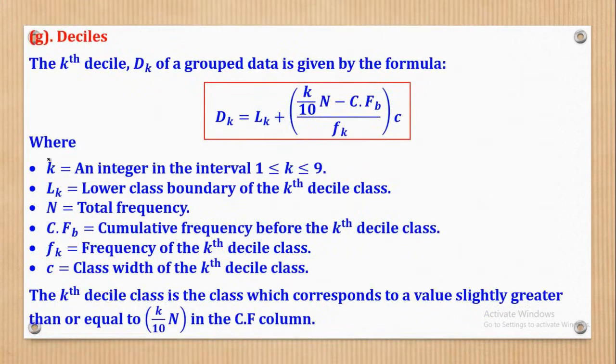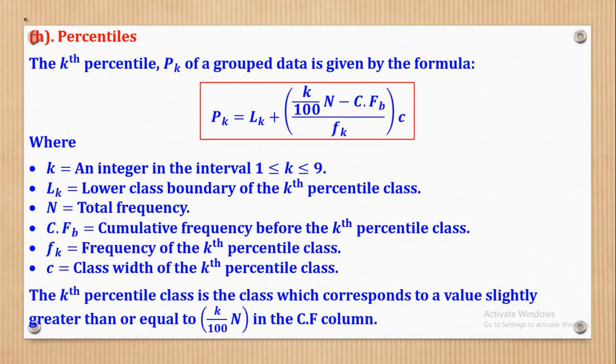That is quartiles. What about deciles? Decile is the same. Kth decile means that this position will change, but the formula will be derived from the formula for median. Therefore, LK will be the lower class boundary of the kth decile class. This one is the position, kth decile position. Then this one, cumulative frequency before the kth decile class. This is frequency of the kth decile class, and it's the class width of the kth decile class, like that.